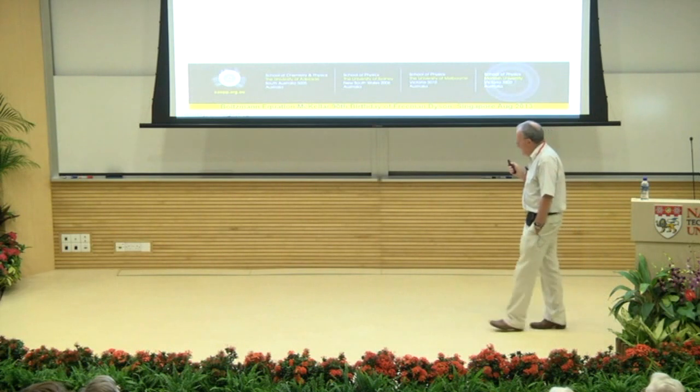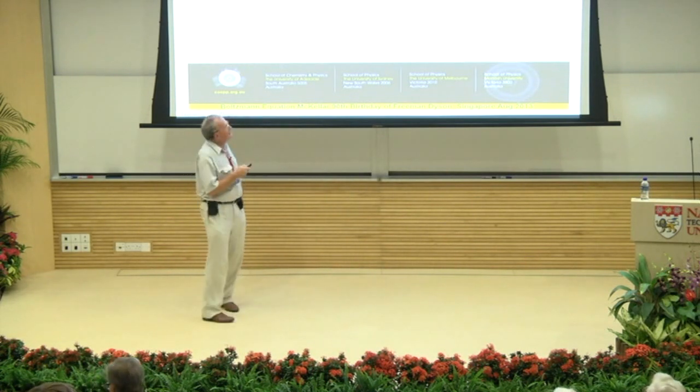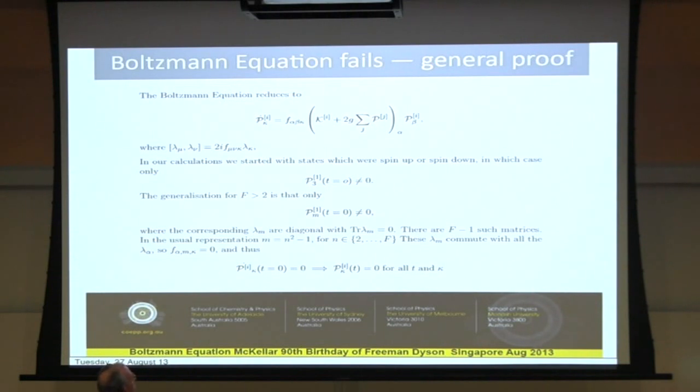Now, in our detailed calculations, we started with states that were either spin up or spin down. So that meant that in general, in the three-component case, only P3 was non-zero. And the generalization to that, where you have F flavors, is that you only have the diagonal Gell-Mann matrices coming in. Because the diagonal Gell-Mann matrices are diagonal, they commute with the others, so that the Fs, where one of these indices is the M for the diagonal, are zero. So that tells you that P dot is zero. So that's the general result without any of the agony.